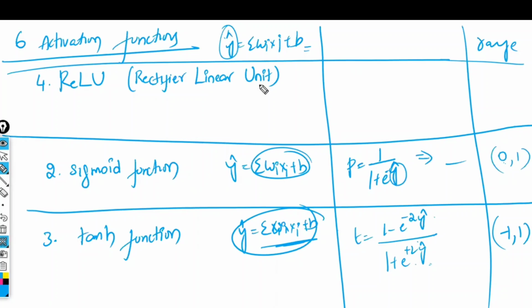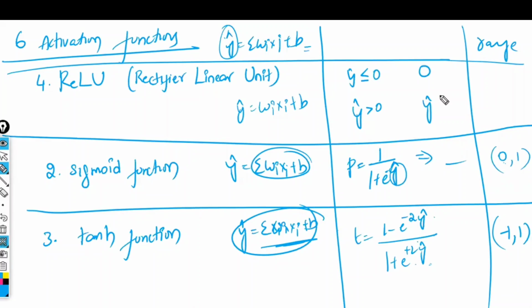Now, in this case also, first y hat is equal to sigma wi xi plus b. Commonly you have to calculate. Now, if y hat value is less than or equal to 0, it is converted to 0. If y hat value is greater than 0, whatever the y hat is there, y hat only. It is not going to convert. Negative values will be rectified. Normal values will be normal. Positive values, positive only.